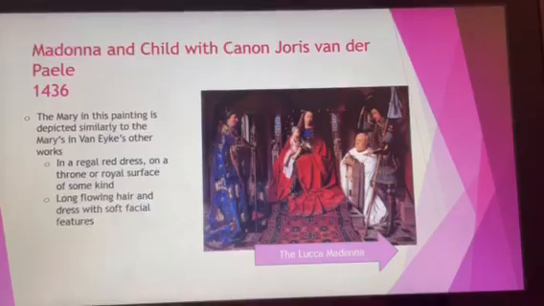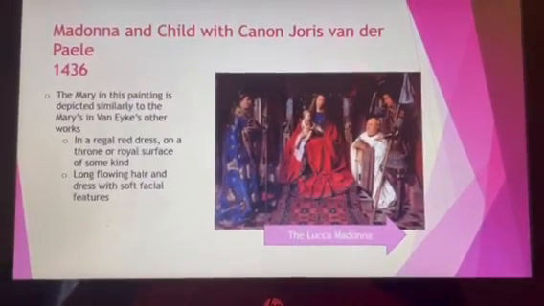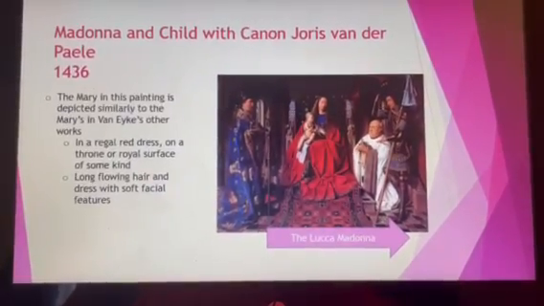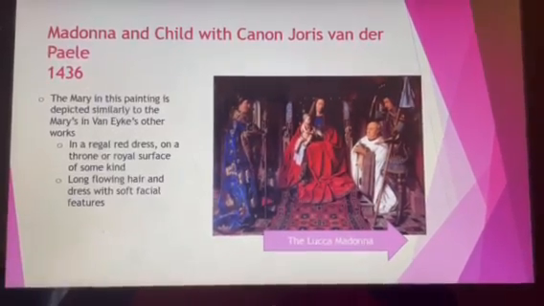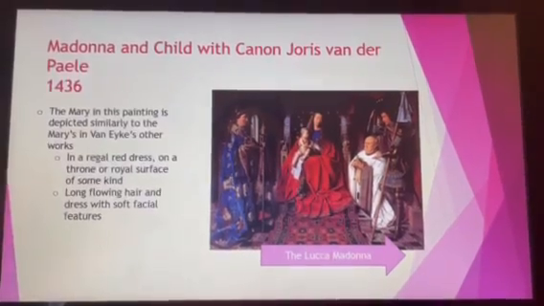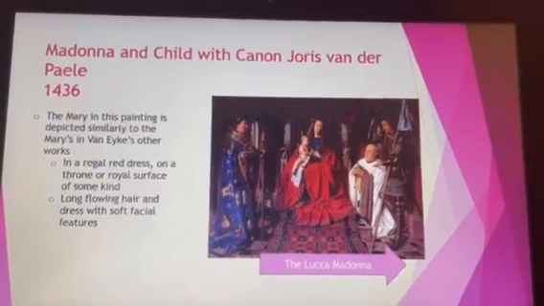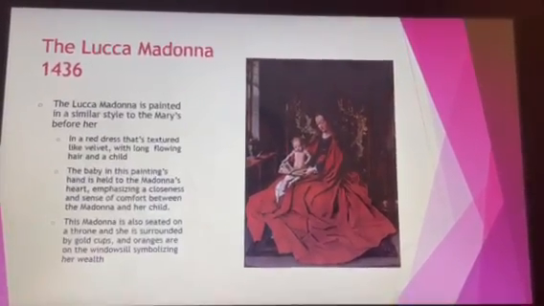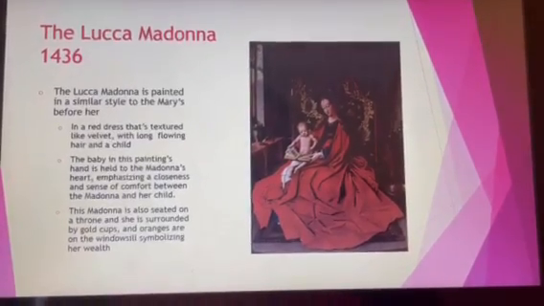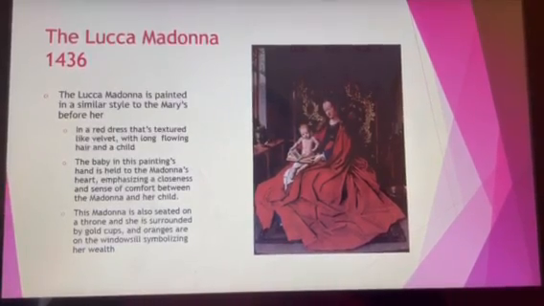Madonna and Child with Canon Horace van der Pijl, painted in 1436. The Mary in this painting is painted very similarly to the Marys in other Van Eyck's works. She wears a long red dress with long hair, soft facial features, and is holding the baby Jesus. The look of Madonna is painted very similarly to the Virgin Mary we saw before. She has a long, textured red dress.